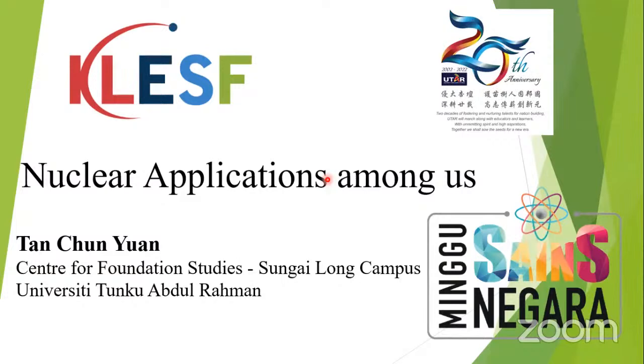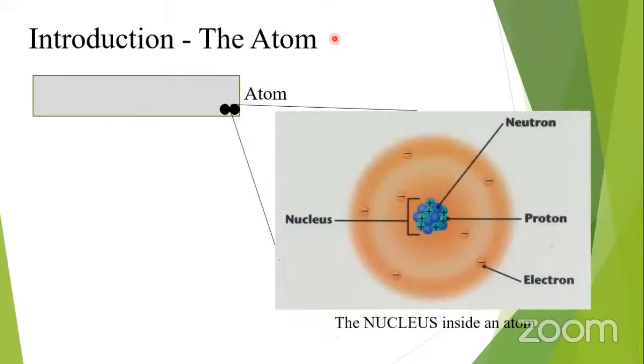All right, so at first we talk about the introduction to the atom. Every nuclear explanation will start from the atom. Every material we have in this world consists of atoms. Inside our atom we have the nucleus and electrons. This is basic science that everyone will know. When we talk about nuclear energy, of course, we talk about the nucleus only. The nucleus consists of neutrons and protons.